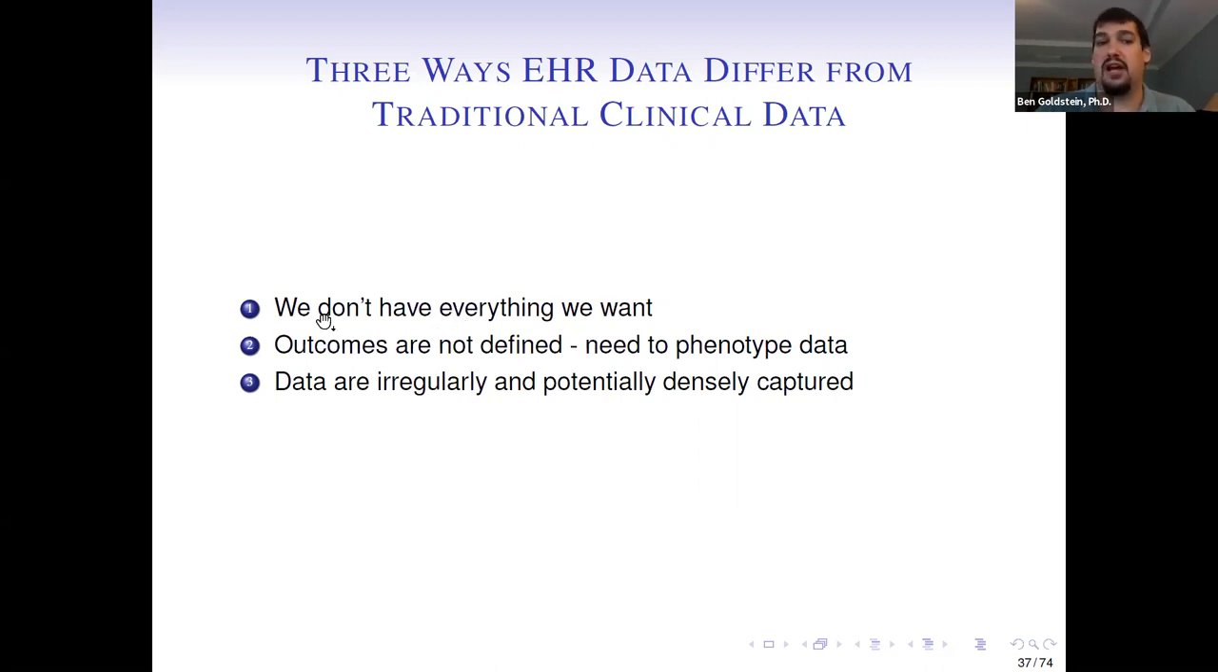The three challenges that I often think about are: we don't have everything we want, so we need to link in outside data; outcomes are not well defined, so we need to phenotype data, to compute what are called computable phenotypes, a really important problem; and then how we deal with data that are irregularly or potentially densely captured.